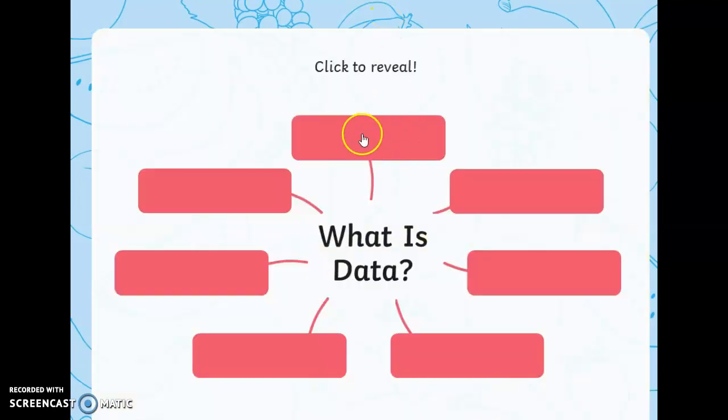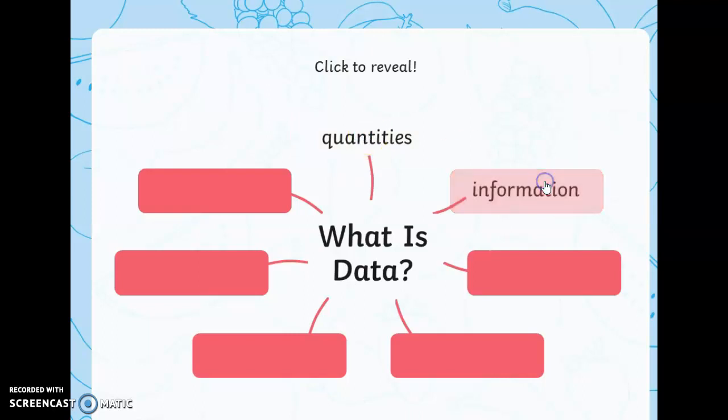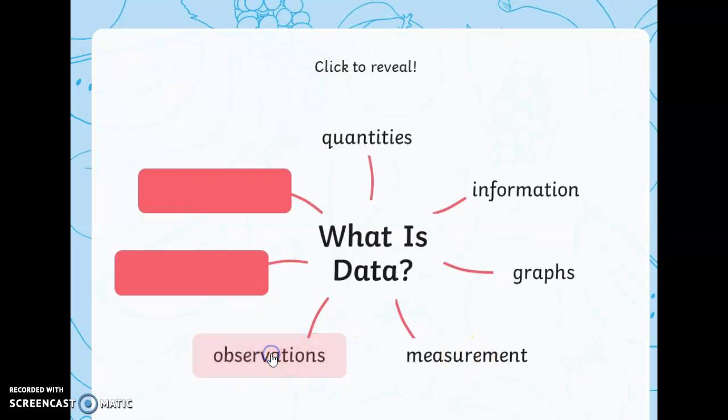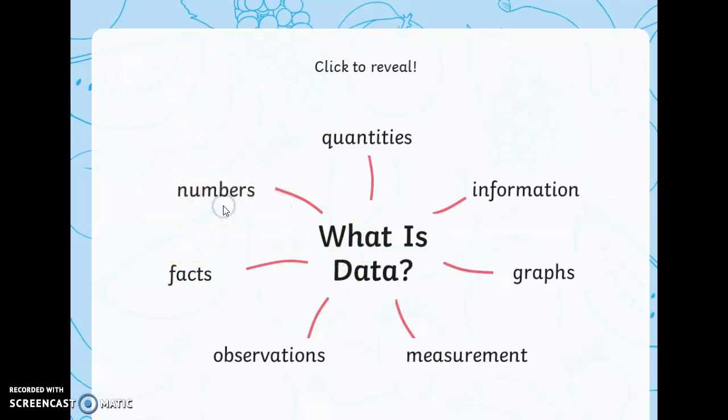What is data? Data is quantities. How many? Information. It can be shown on graphs. It is a measurement. How many? It is observations. Something that we notice or something that we have seen. Facts. Truths. And it entails numbers.